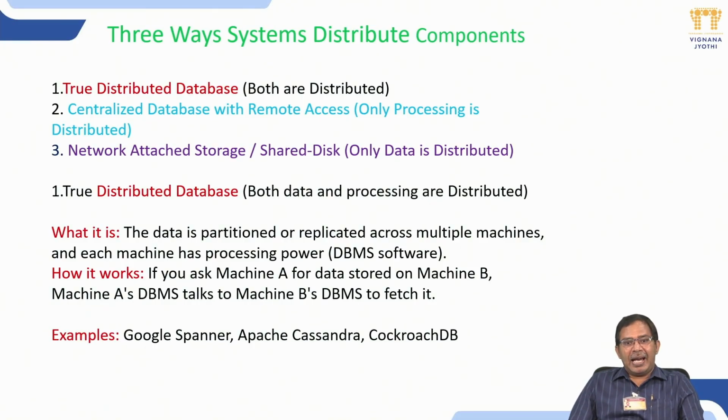Each machine has their processing capability. Each machine is equipped with their local DBMS software, capable of processing the data locally available. Here, if you ask machine A for data stored on machine B, with transparency, the machine A DBMS is capable of communicating with the machine B's DBMS and getting the data from that and giving it to the user connected to machine A.